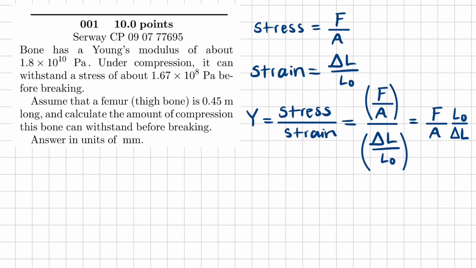All right, this one says, bone has a Young's modulus of about 1.8 times 10 to the 10th pascals. Under compression, it can withstand a stress of about 1.67 times 10 to the 8th pascals before breaking. Assume that the femur, that is the thigh bone, is 0.45 meters long, and calculate the amount of compression this bone can withstand before breaking. Answer in units of millimeters.